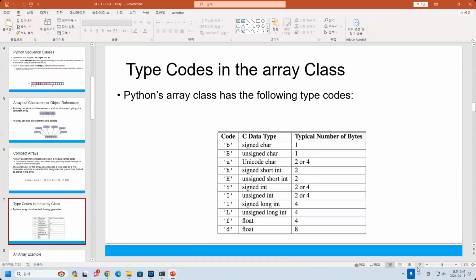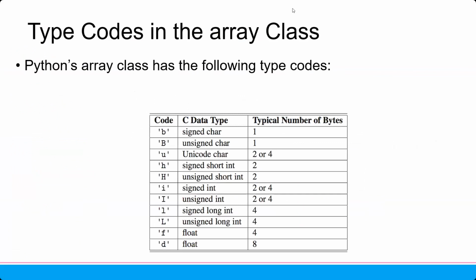There are some type codes that you may understand. 'b' is for signed character. Big 'B' is for unsigned character. We have 'u' for Unicode character, 'h' for short integer, and big 'H' for unsigned short integer. Usually signed includes negative numbers, while unsigned means just non-negative. This is the number of bytes, or the amount of memory, that you allocate if you use those data types.